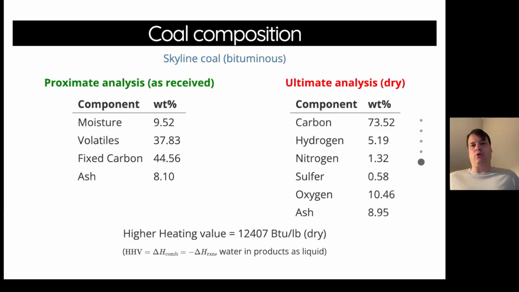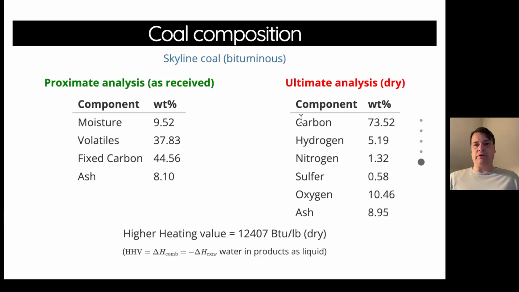So here's a typical coal composition. This is a Skyline coal. It's a bituminous coal in Utah. And there are 2 kinds of analyses that are referred to for coal. There's what's called the proximate analysis, and that's a characterization of the composition of the coal that is moisture, the composition of the coal that can be evolved as volatiles, and the composition as fixed carbon or char, and then ash. So it kind of gets the high level of what makes up this coal. Moisture, volatiles, fixed carbon, and ash is the proximate analysis.